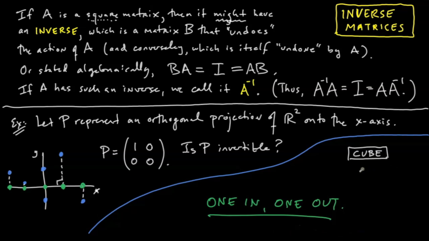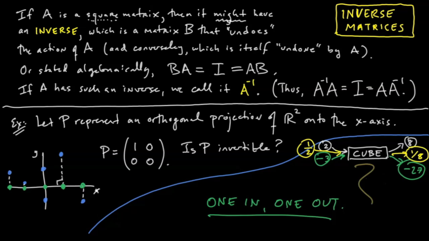For example, consider the cubing function. You stick 2 in, and you get the number 8 out. No ambiguities. 1 in, 1 out. You put the number -3 in, and you get the number -27 out. You put the number 1/2 in, and again, there's no ambiguity. You are going to get 1/8 out. Okay, so the cubing function is a perfectly good function, but we can invert that function.